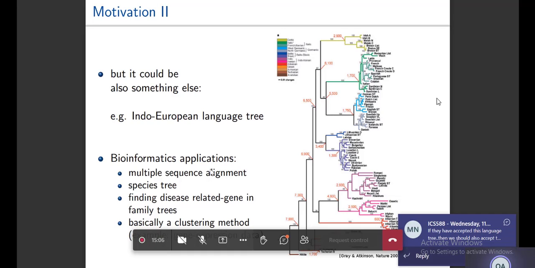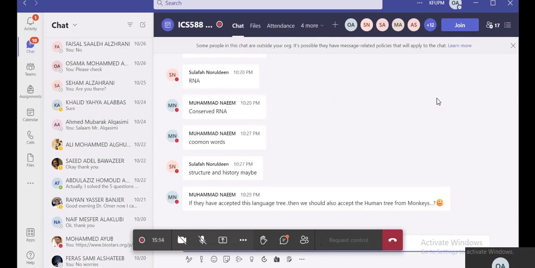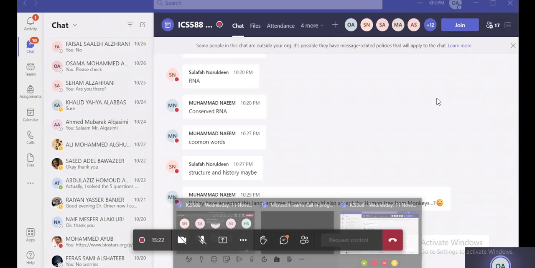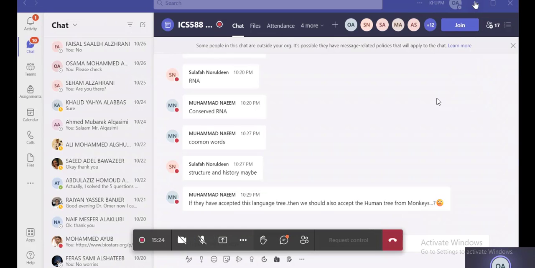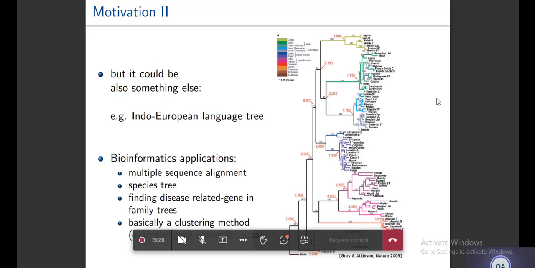If they accept this language tree, then should we also accept the human tree? No. Because biology is not like a car or a tongue. Biology is different. There are a lot of exceptions in biology.